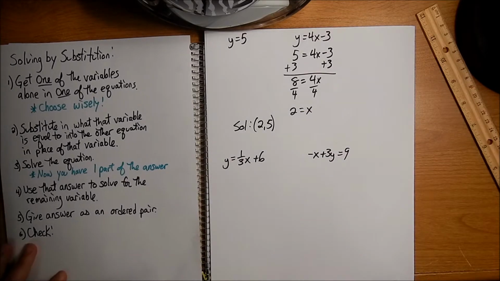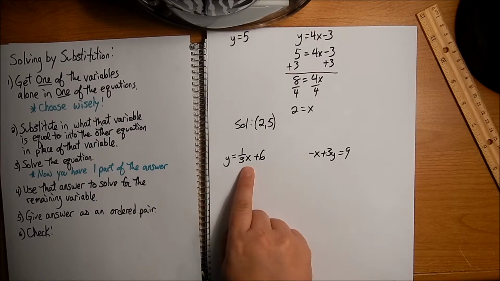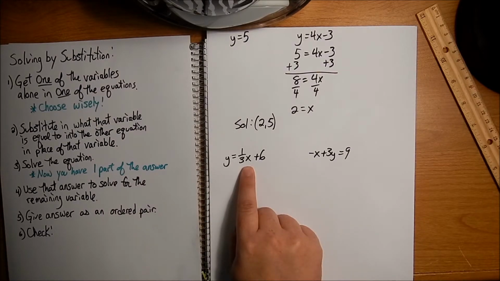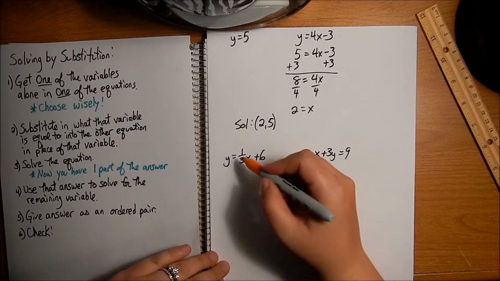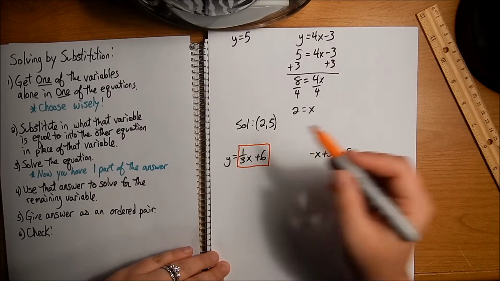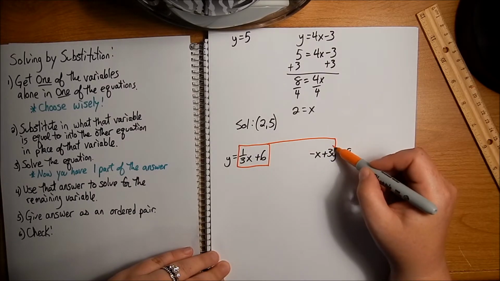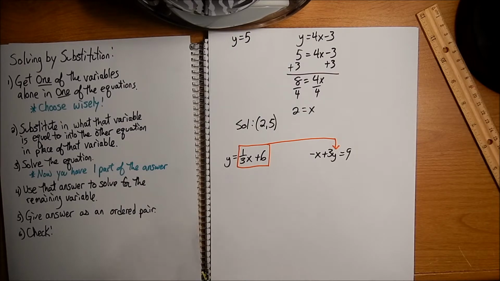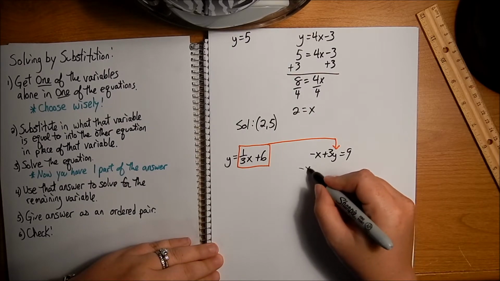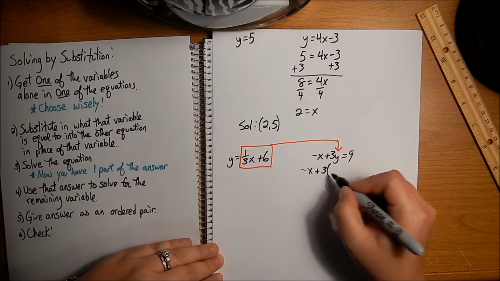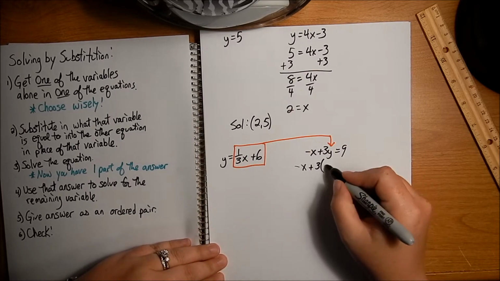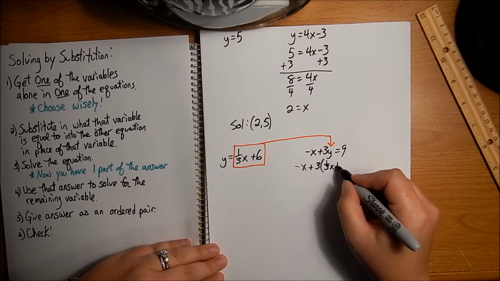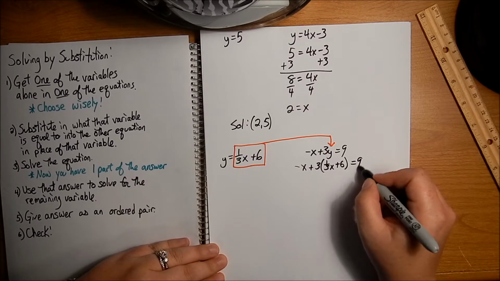Okay, so step 1, get one of the variables alone in one of the equations. Well, that's done. I have y equal to 1/3 x plus 6. So I'm ready to go there. I'll take this, and I'll plug it in for y over here. So that gets me negative x plus 3 times the whole thing that y is. So it's all of this, 1/3 x plus 6 equals 9.